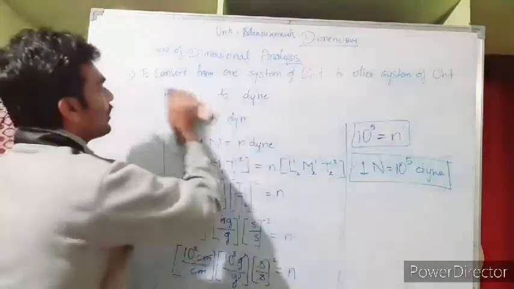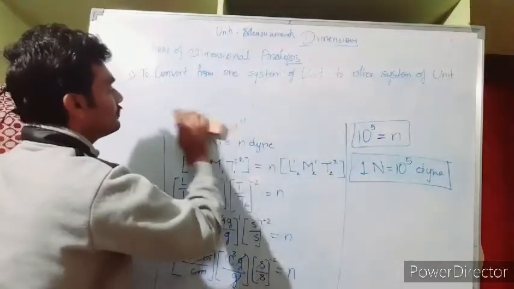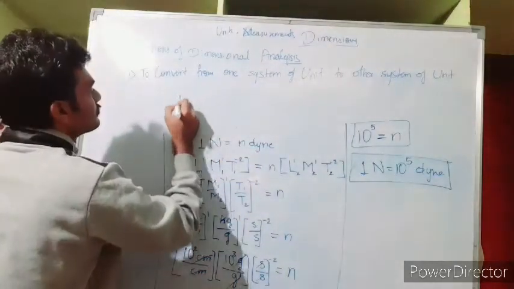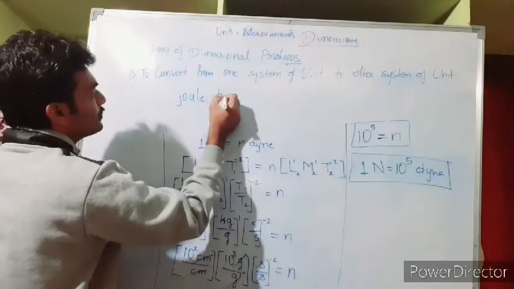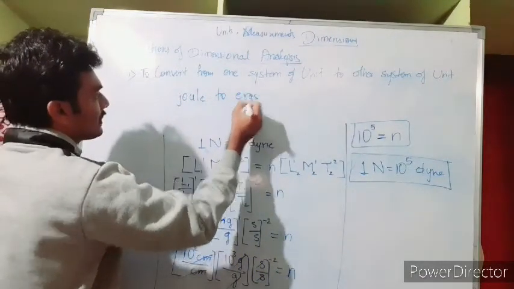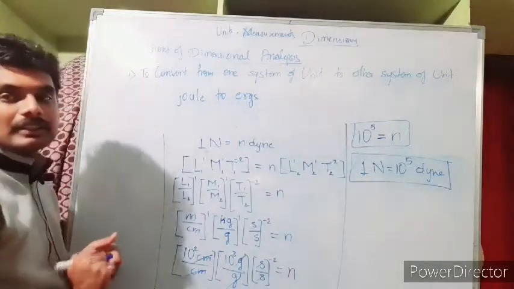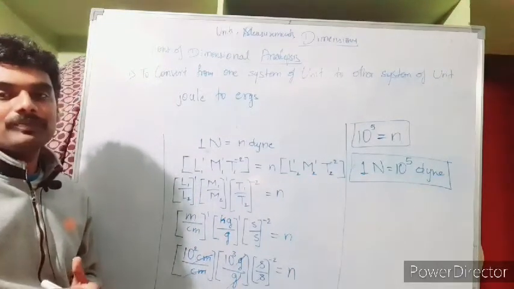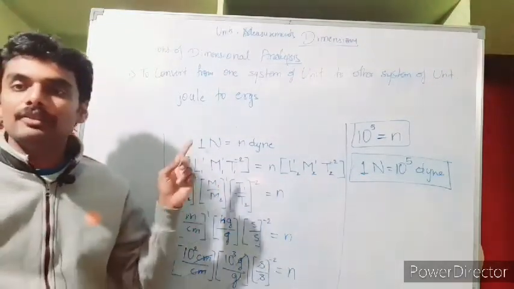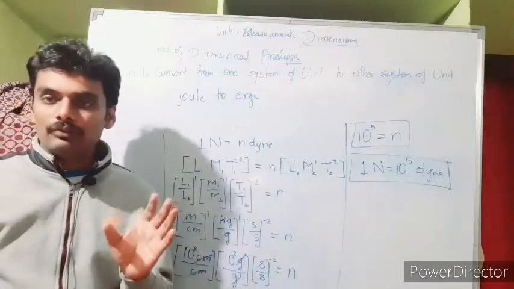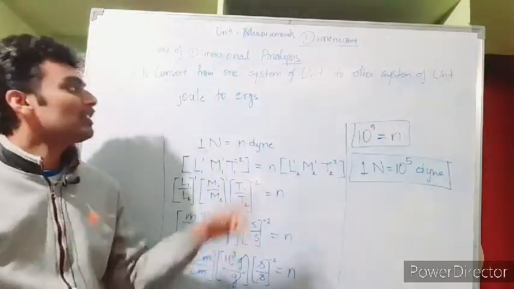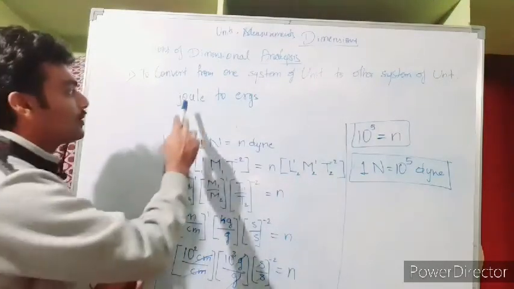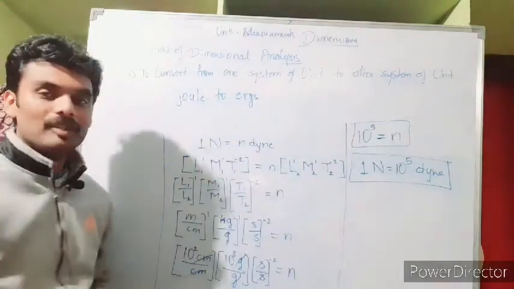So this time the question is to convert from joule to ergs. Ergs is the unit of work in CGS system. Dyne was the unit of force in CGS system. Similarly, ergs is the unit of work in CGS system. So now we will see how to convert from joule to ergs using dimensional analysis.